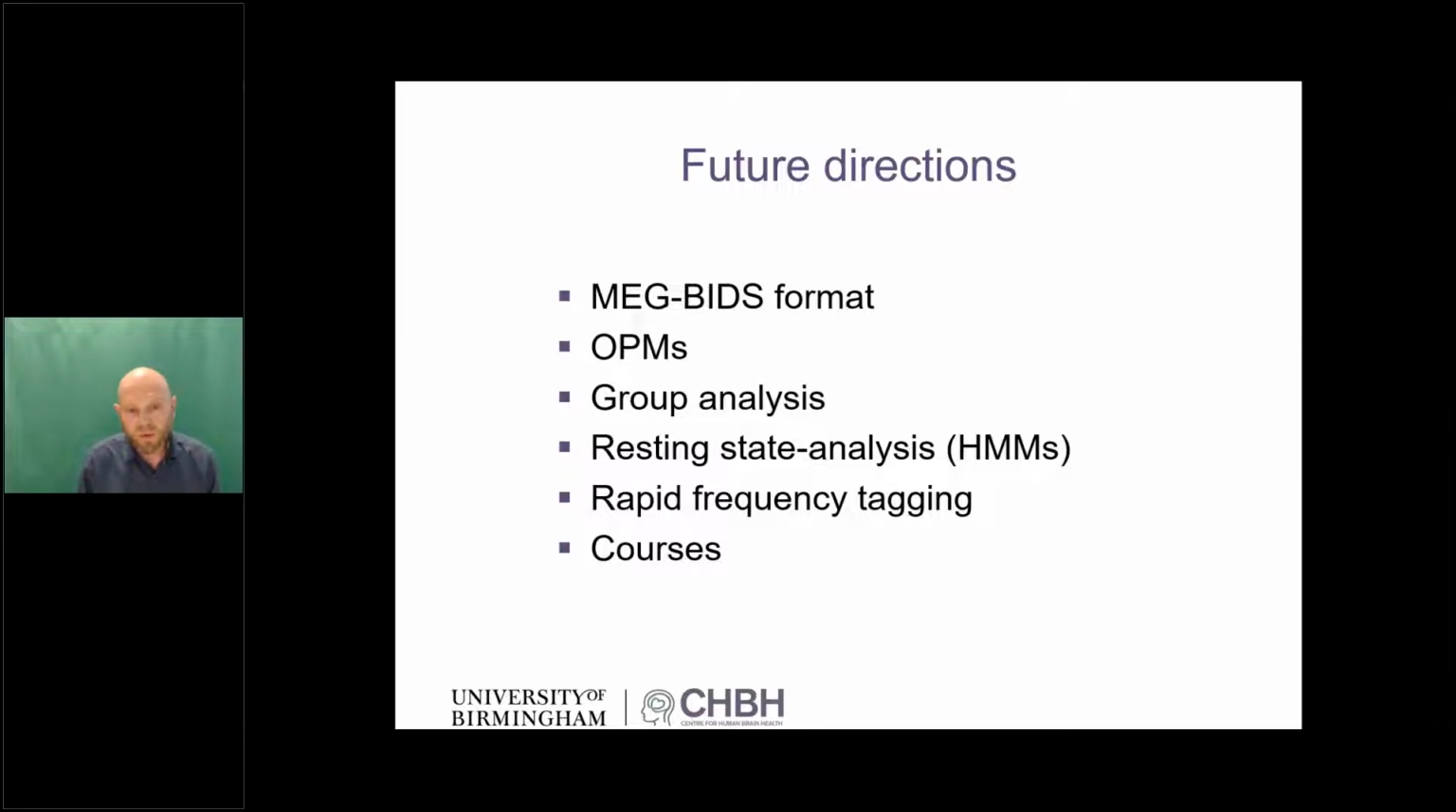So what we also want to do is to make the pipeline more suitable for OPM data analysis. Furthermore, we need to expand on the pipeline for group analysis. We also want to include tools on hidden Markov models, which have become very popular for resting state analysis. Furthermore, rapid frequency tagging is something we do in our lab, and we have a chapter on that coming up. And finally, we also want to make some courses, both online and in person, for how to use the pipeline.